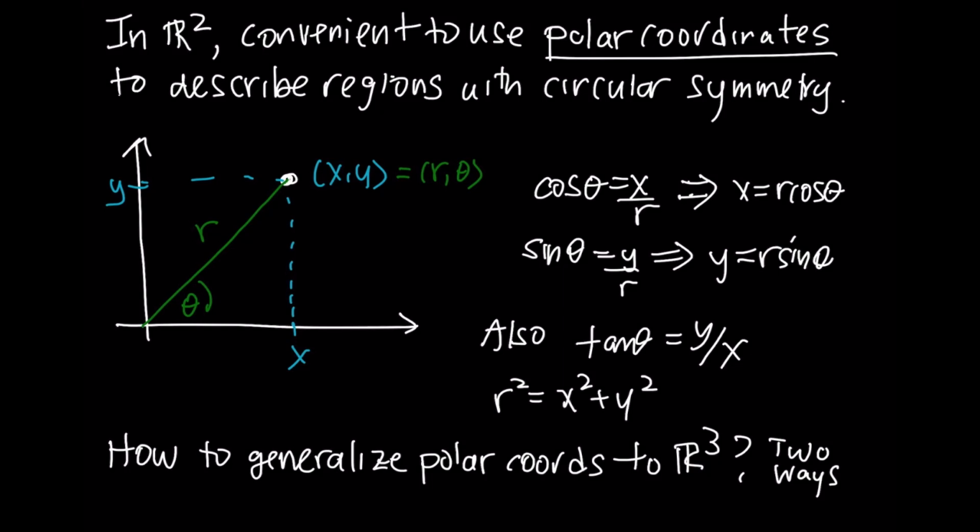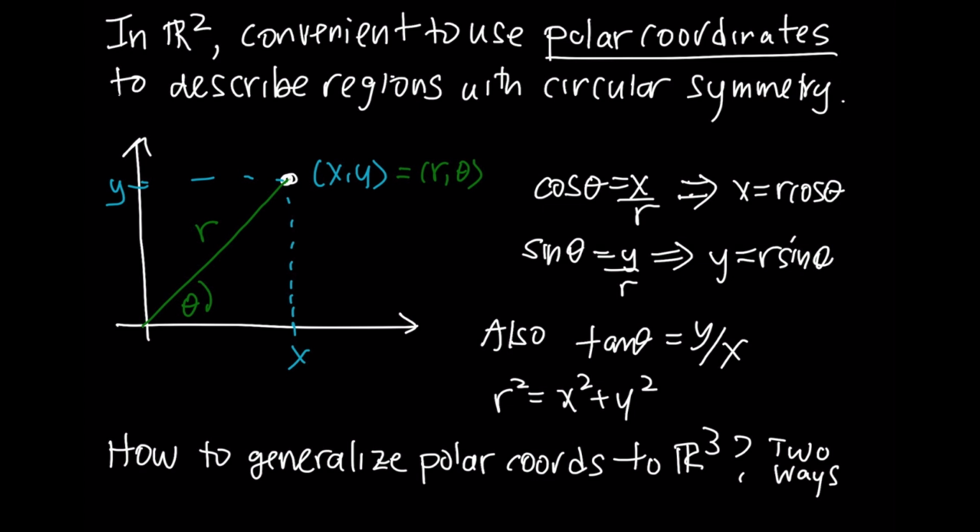In R2, it's convenient to use polar coordinates to describe regions with circular symmetry. You can use basic right-angle trigonometry to come up with relationships between x and y and the polar coordinates r and theta. We want to work with problems in R3. So how can we generalize polar coordinates?